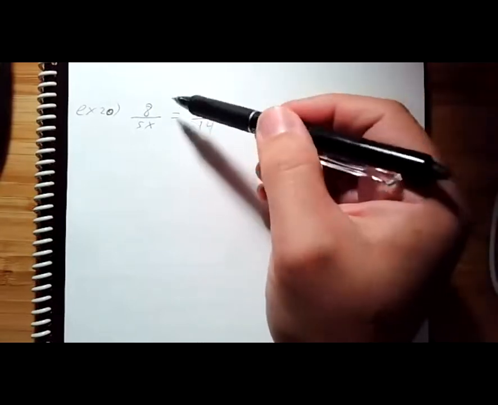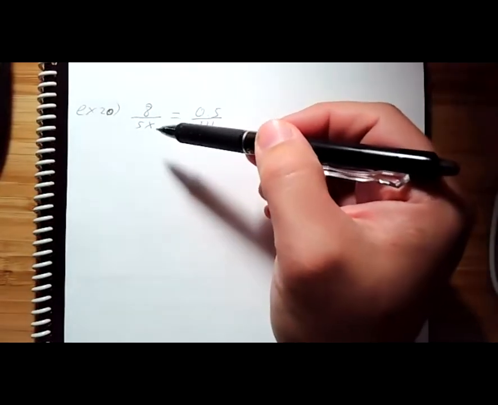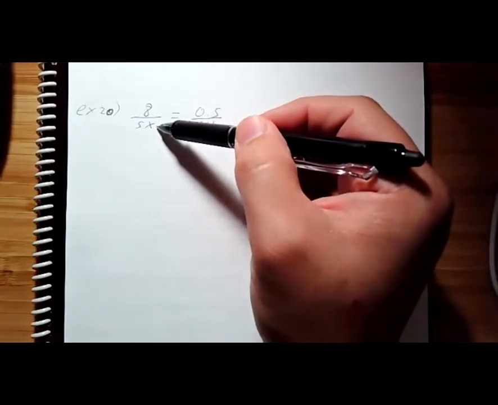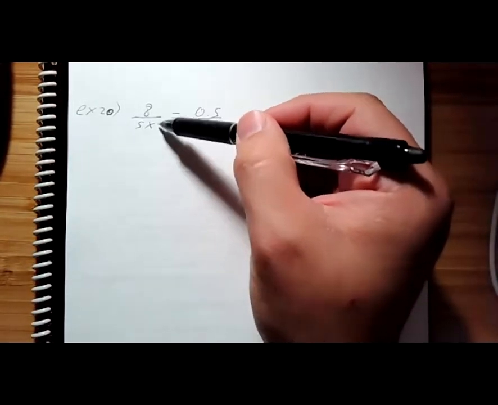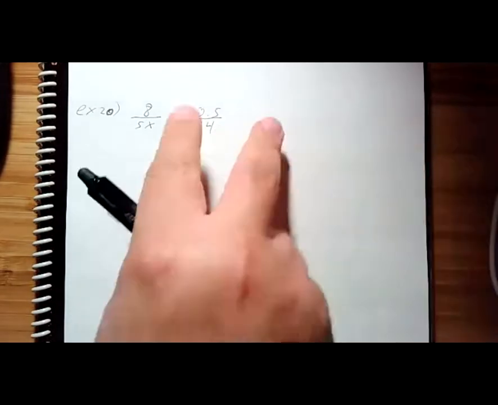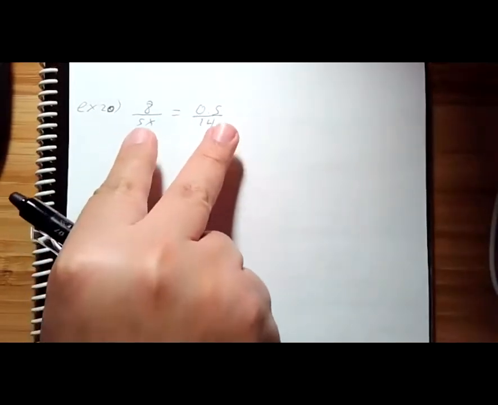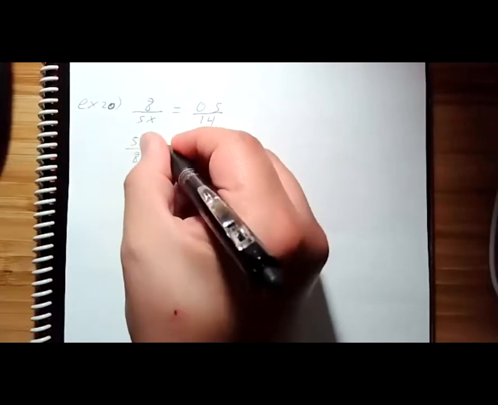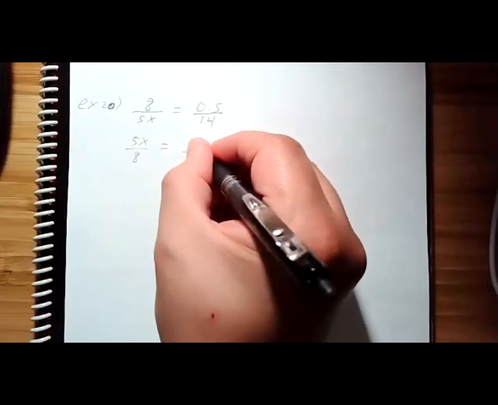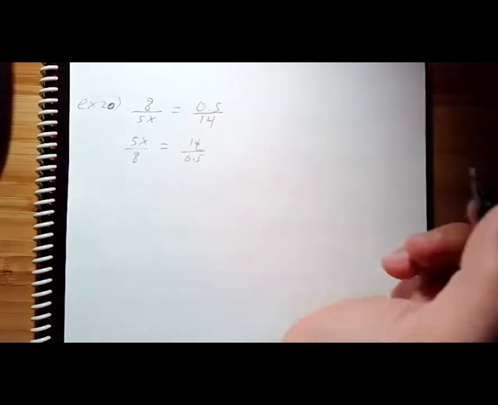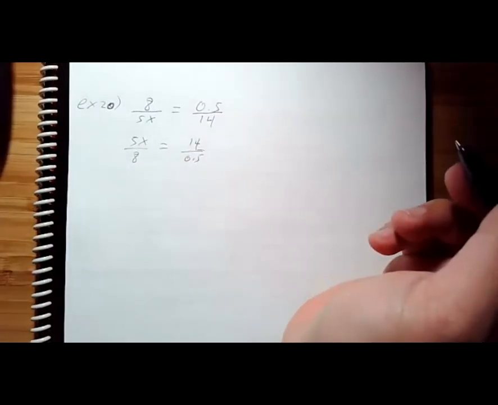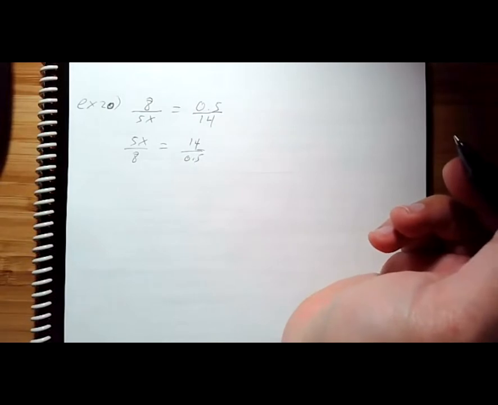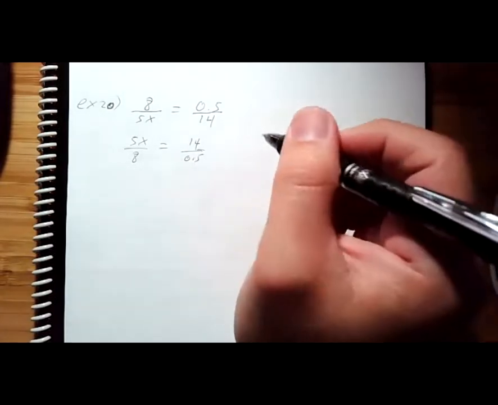Now, anyway, 5x is on the bottom, right? It needs to be on the top. Technically you can flip over both sides of a fraction anytime you want. You can take the reciprocal of both sides. So this is technically equal to the original. See what I mean? You can do that anytime you want. I did it here because it's helpful.